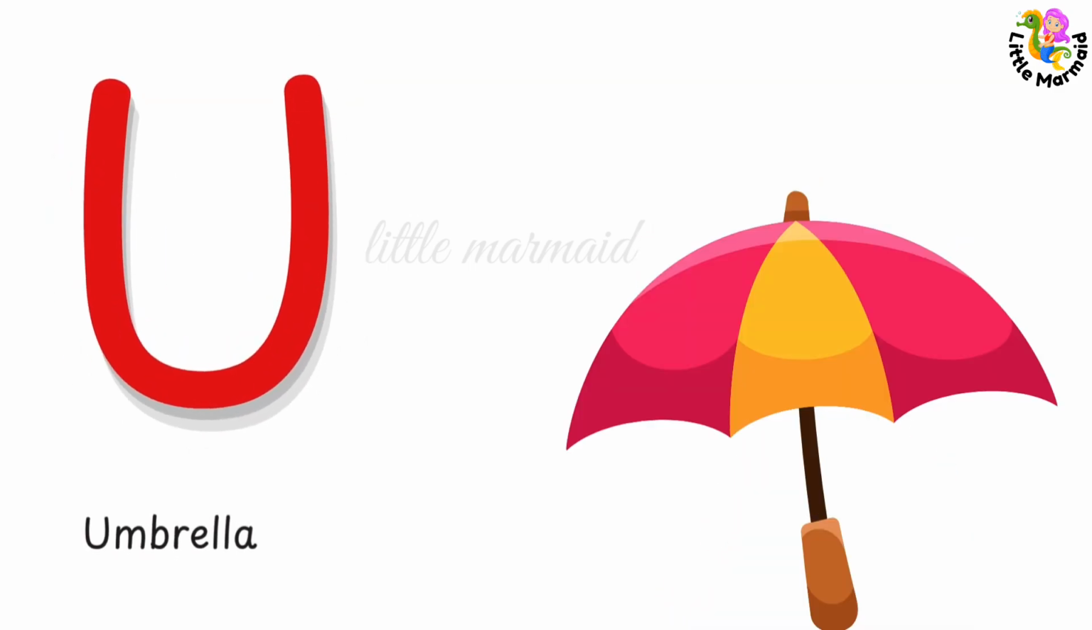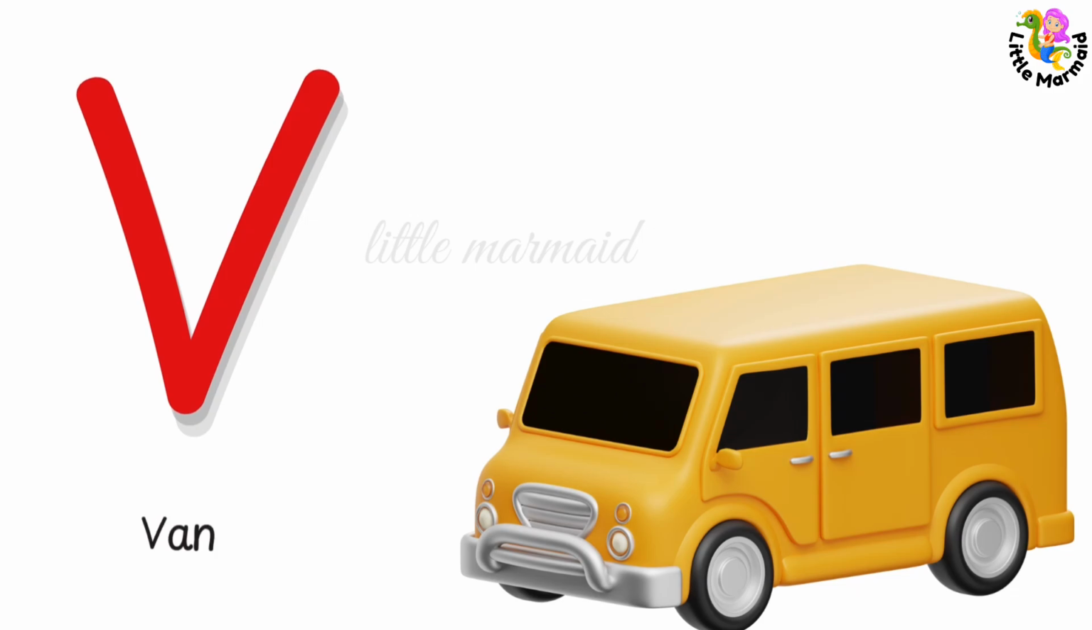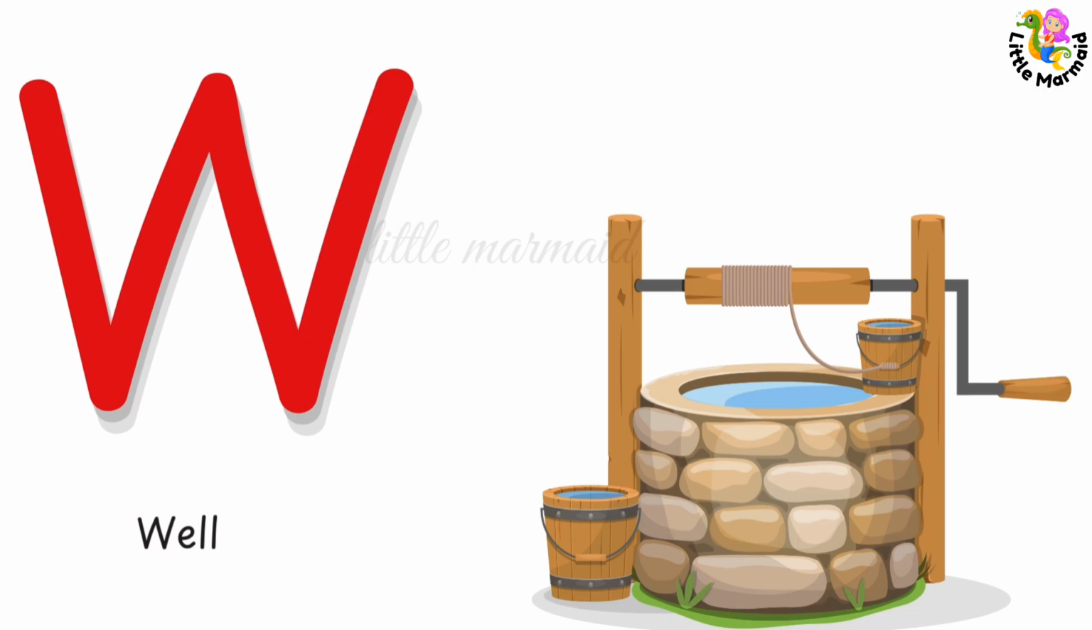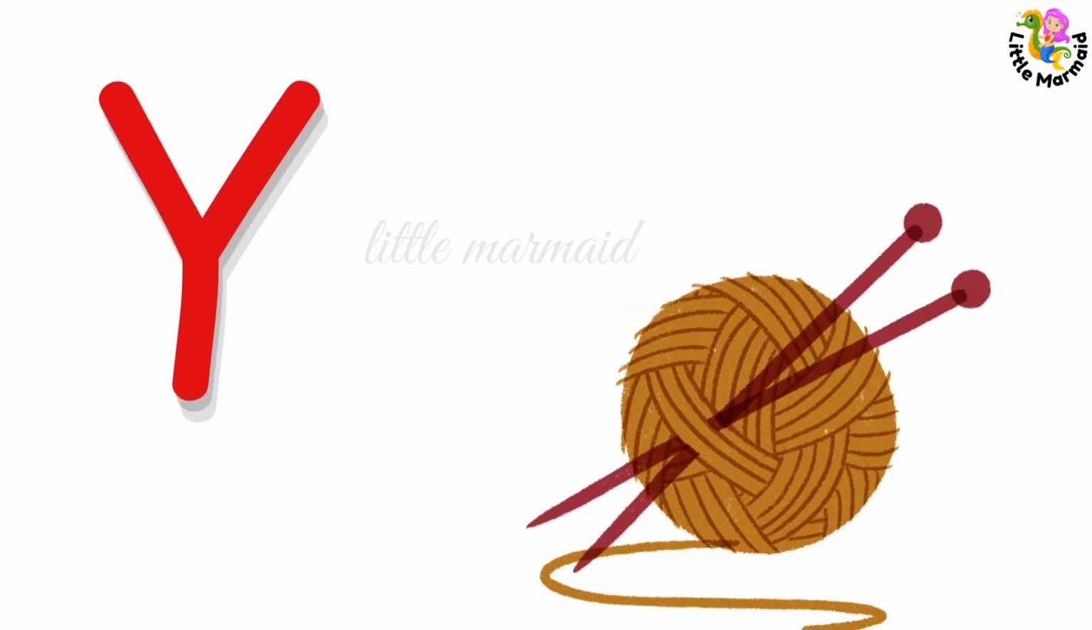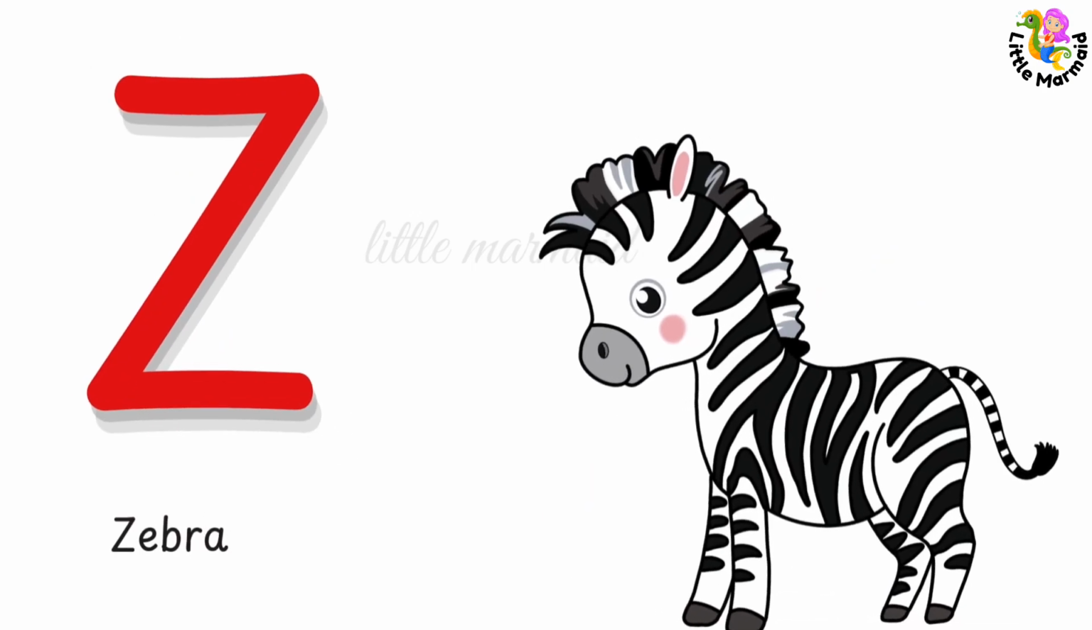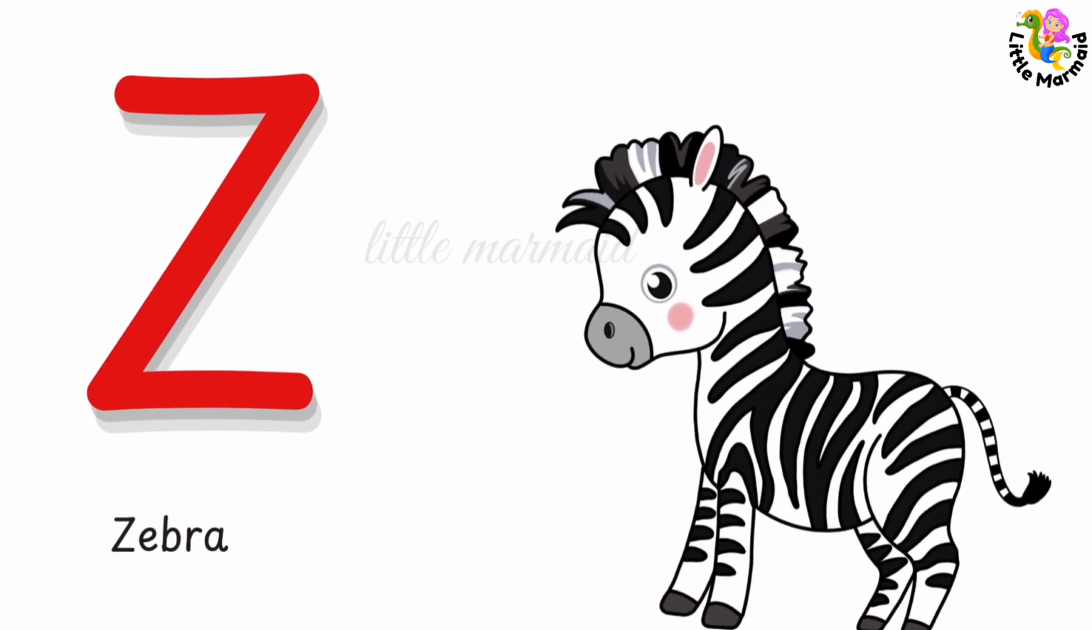U for umbrella. V for van. W for well. X for xylophone. Y for yarn. Z for zebra.